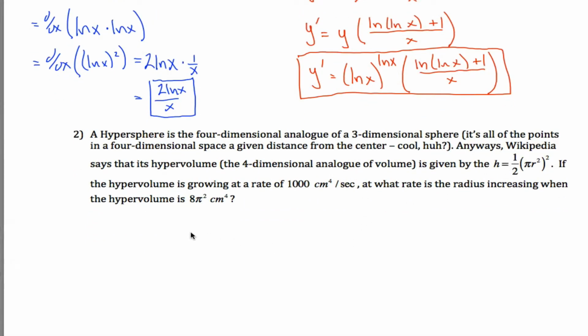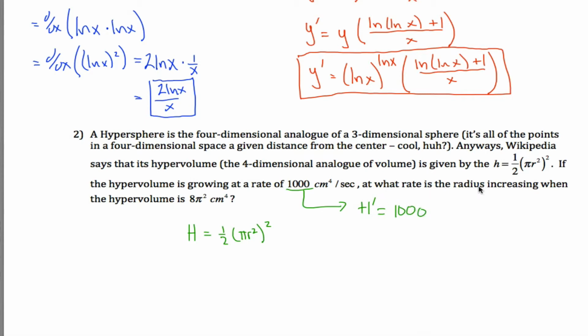You're told that H equals 1/2 pi r squared, squared. Turns out that H is the hypervolume of a hypersphere, this 4-dimensional thing, which is kind of cool, but whatever. And r is the radius. But really, if you start out right here, it says the hypervolume, in other words H, is growing at a rate of this. So this tells you that H prime is equal to 1,000.